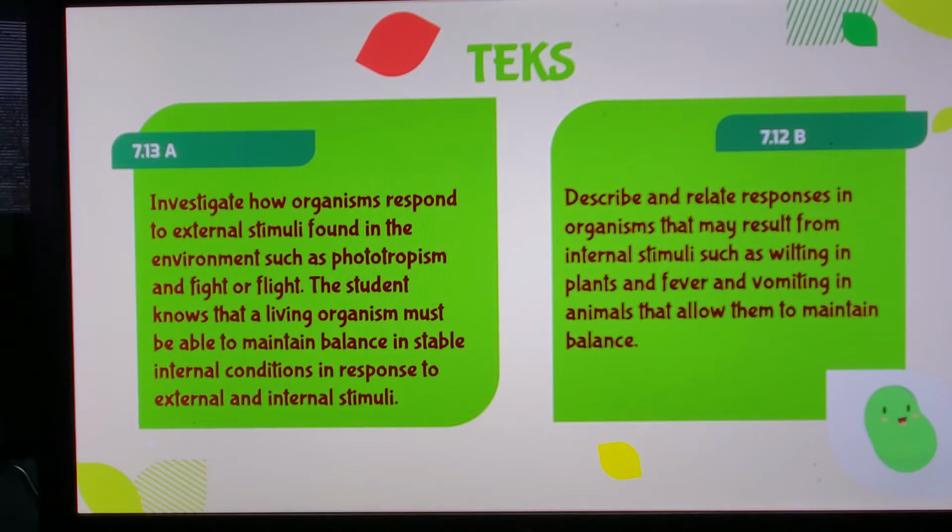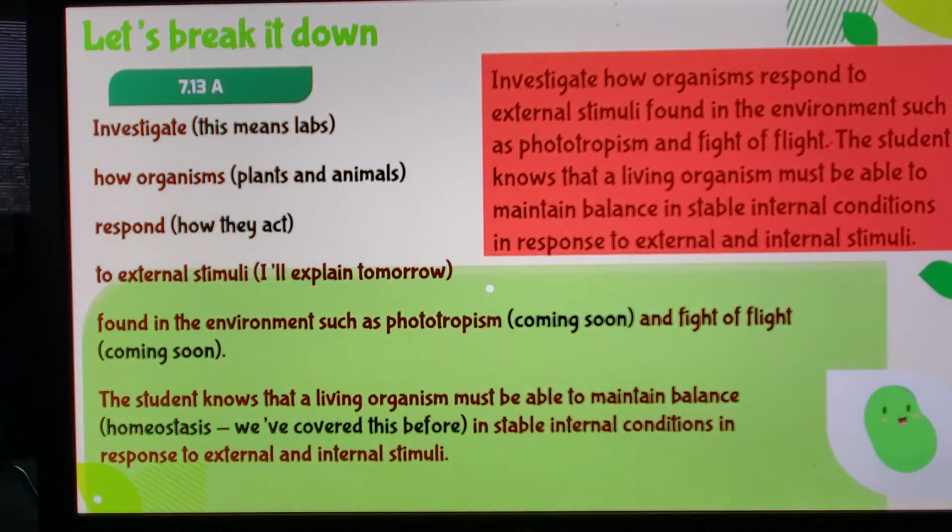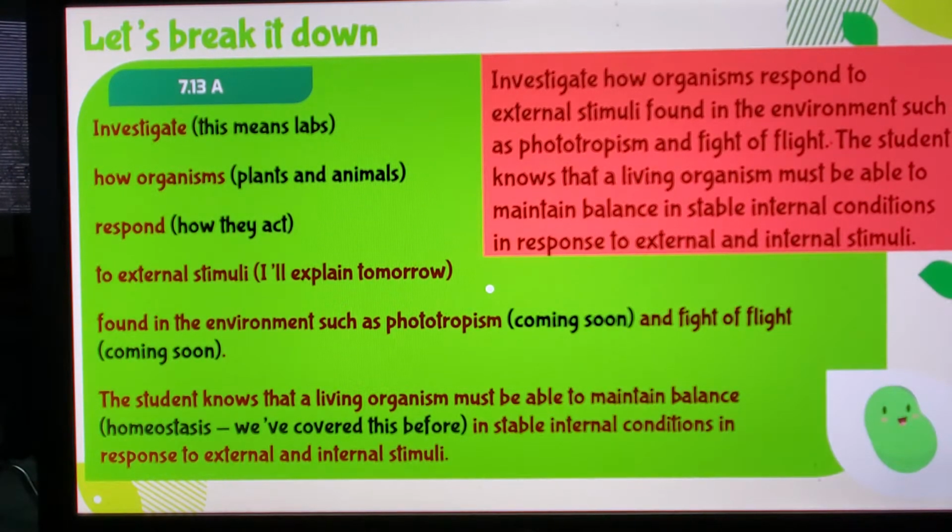and fight or flight. The student knows that a living organism must be able to maintain balance in stable internal conditions in response to external and internal stimuli. We'll break that down. And then 7.12B says, describe and relate responses in organisms that may result from internal stimuli, such as wilting in plants, and fever and vomiting, our favorite topic, vomiting in animals that allows them to maintain balance. So let's break down at least just 7.13A.